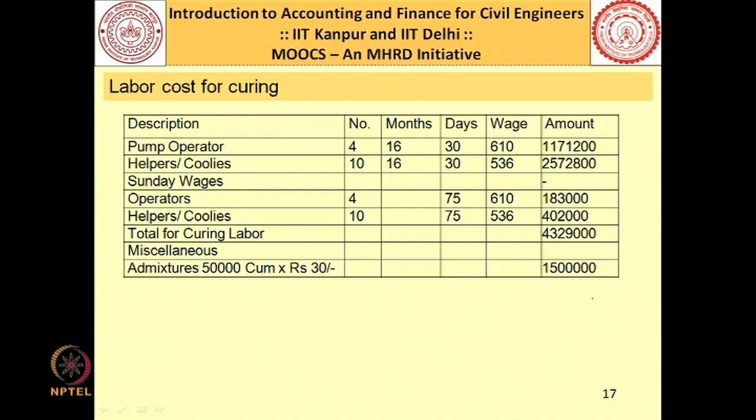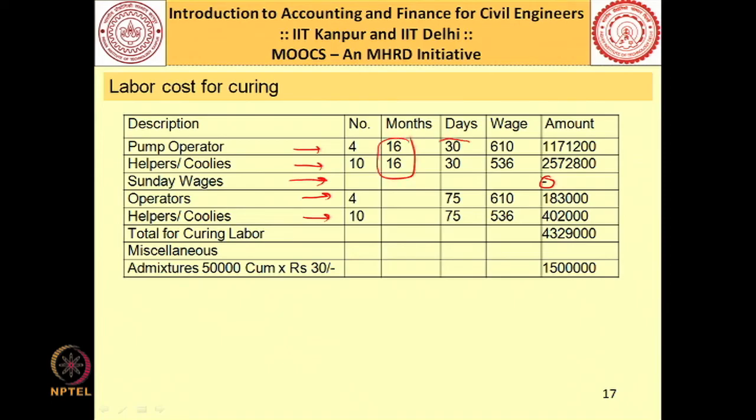Now labor cost for curing, that labor cost was involved in concreting operation. Now we need to employ some workers for curing of concrete also. So for this you need pump operator, you need helpers, operators, helpers, coolies. Sometimes if you are calling them on Sunday, you have to give them overtime wages. In our case I have not assumed Sunday wages. So here also they are required for 16 months.